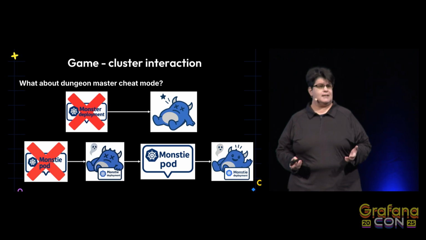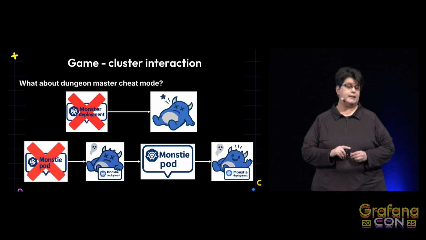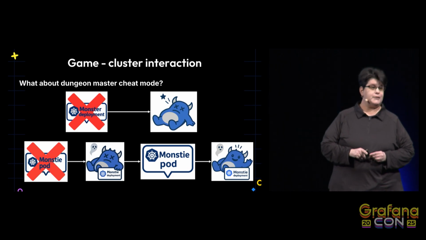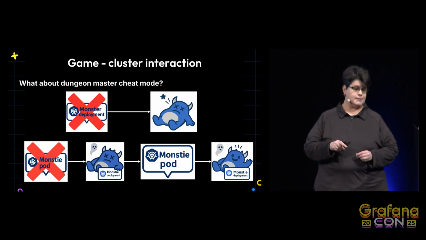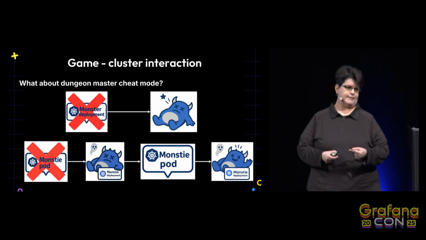Now, every game needs a cheat mode of some sort, so what I did is, if you're in the cluster and you delete a deployment, that's going to kill the monster in the game. Likewise, if you delete a monster pod, that's going to delete the deployment and delete the monster, but then again, that pod is going to come back to life, and that monster is going to come back to life.